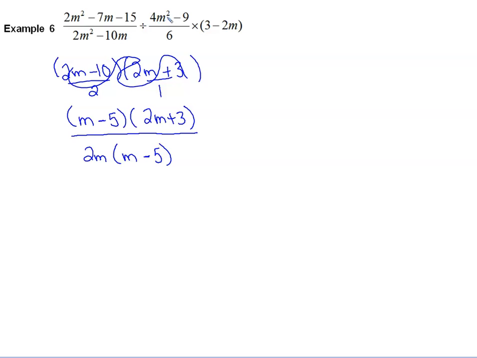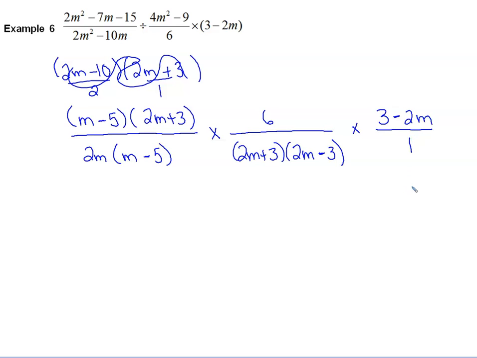Then for these ones, this is going to be difference of squares, but I am going to flip it. I'm going to change to a multiplication, and I'm going to flip it as I factor. So my 6 is going to be up top, and then on my bottom, with my difference of squares, I'm going to have 2m plus 3 and 2m minus 3. And then I'm multiplying again by this 3 minus 2m. Technically, the whole thing is over 1.